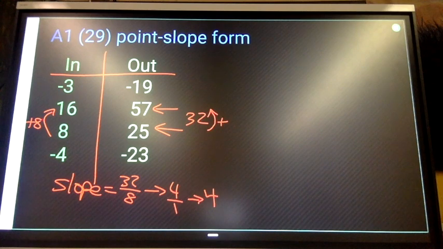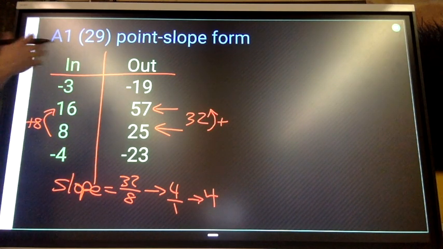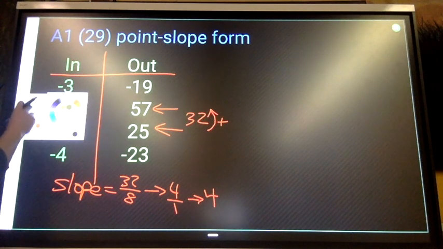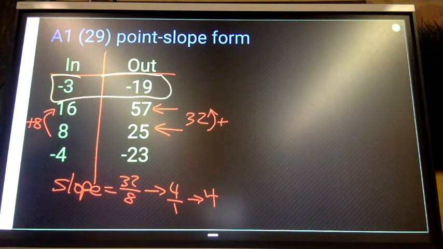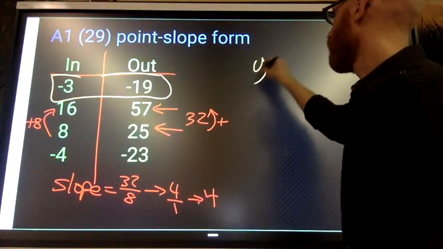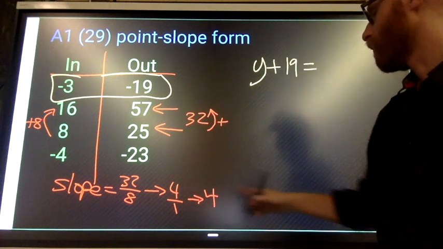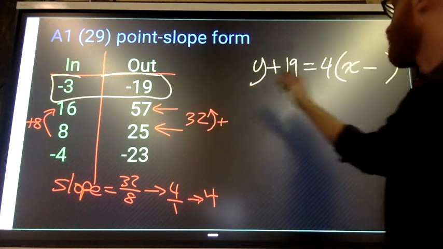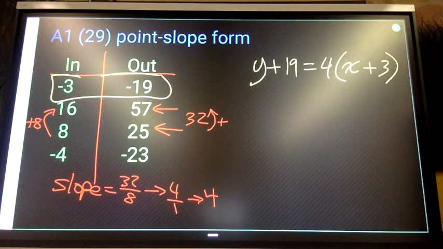Slope of 4. And then I can pick any one of these points, have my slope, pick 1 point, use point slope form. Alright, let me do one of my negative situations just for variety. All right, y minus the y value, y minus negative 19 equals slope 4 times x minus the x value, x minus negative 3. All right, point slope form.